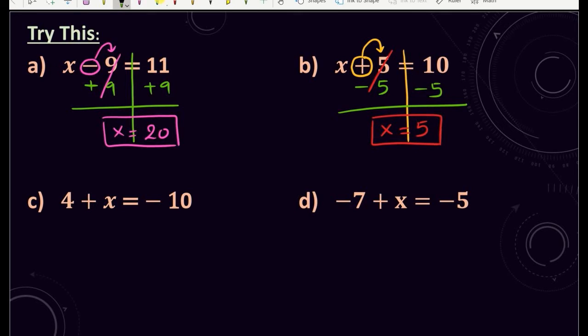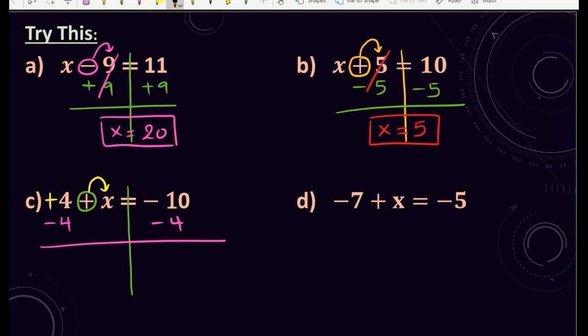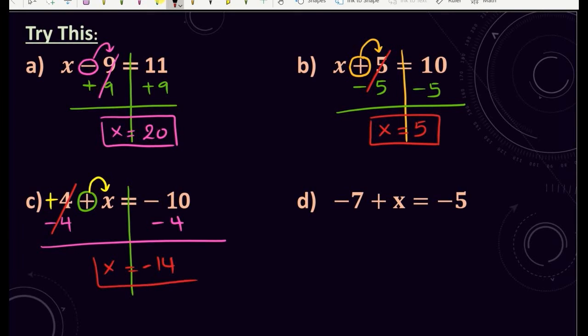If there's no sign in front of a number or a letter, keep in mind it's going to be positive. So we do the opposite of positive 4, which is negative 4. And you see that I line up my negative 4 underneath a positive 4, not underneath of x, it's underneath of 4. So positive 4 and negative 4 cancel each other out. So x equal to negative 10 minus 4 is negative 14. So that is the answer for part C.